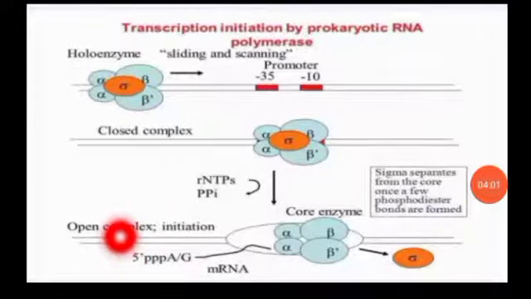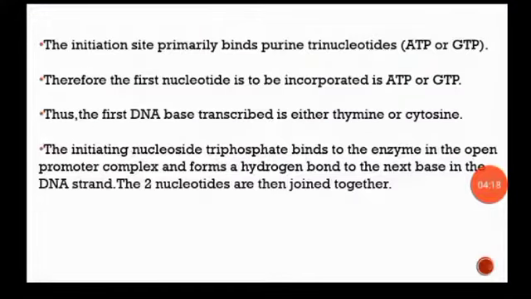After the open promoter complex is formed, the polymerization starts. The RNA polymerase contains two nucleotide binding sites called the initiation site and the elongation site, which is also known as the catalytic site. Now, the initiation site primarily binds purine triphosphates, ATP or GTP. Therefore, the first nucleotide to be incorporated is ATP or GTP. Thus, the first DNA base transcribed is either thymine or cytosine. Then the initiating nucleoside triphosphate binds to the enzyme in the open promoter complex and forms a hydrogen bond to the next base in the DNA strand. Then the two nucleotides are joined together.